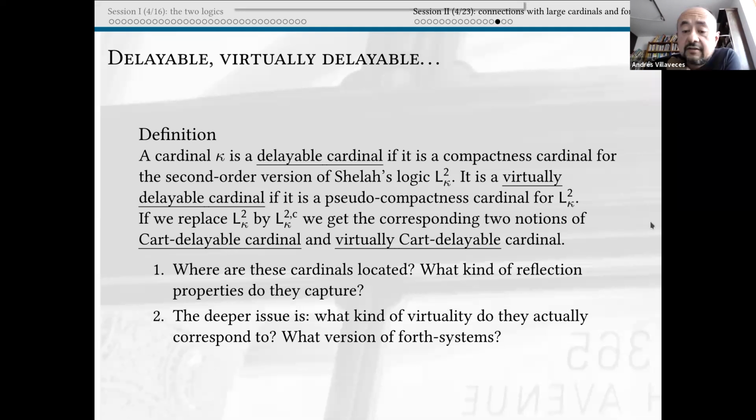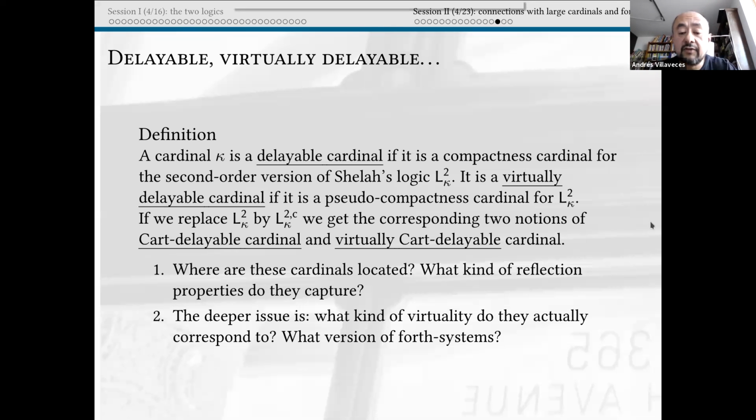Where are these cardinals located? What kind of reflection properties do they capture? I think it'd be interesting to know, and I have some sense of where they would be located. But if they coincide with other virtual large cardinals that are already defined in a different way, that'll be interesting, because then you get an alternate definition, or some similarity between the logics that is not in their definition. But you can also get actually new small large cardinals that might be connected to some other things.